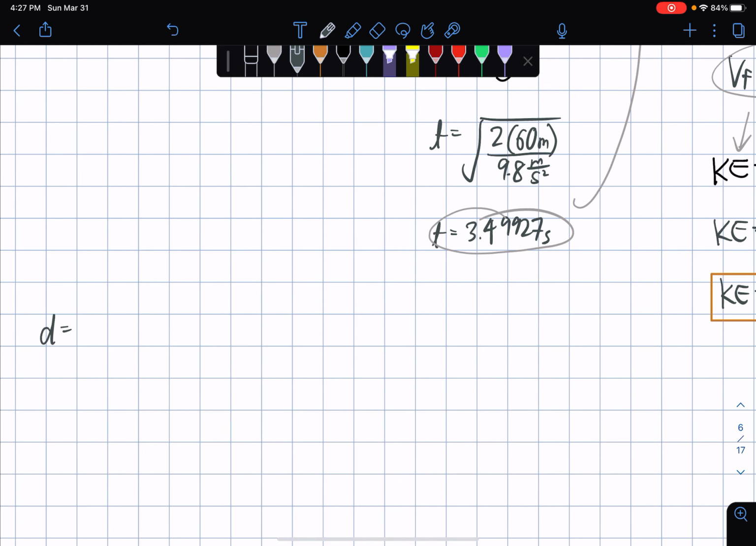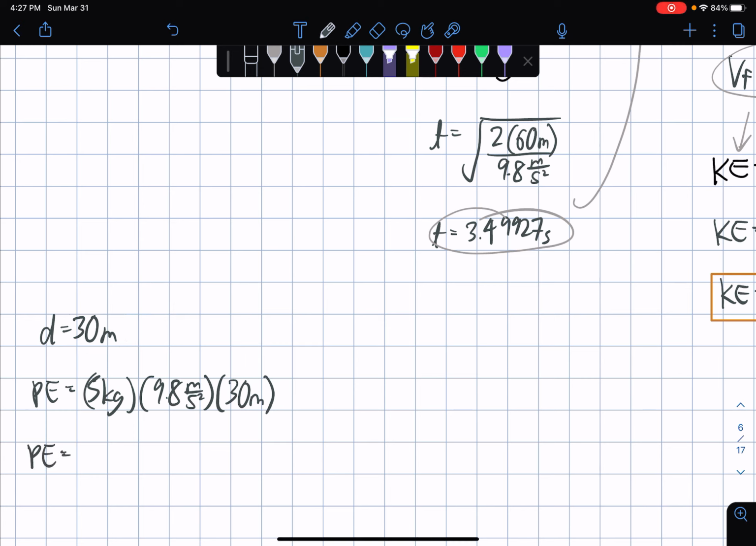Okay, so given that the distance is 30 meters, let's look for PE. PE, mass is 5, right? 5 kilograms. 9.8 meters per second squared. Height is what? 30. Since we're given 30 this time. So 5 times 9.8 times 30, that is equal to 1,470 joules.